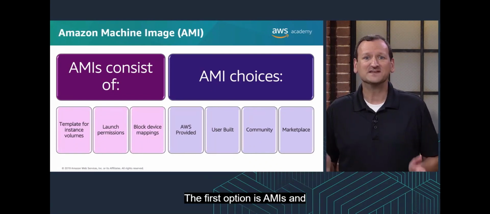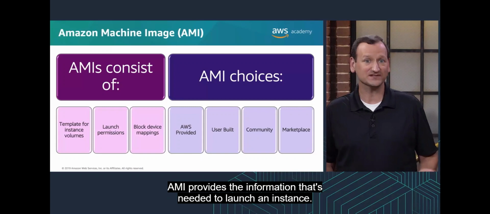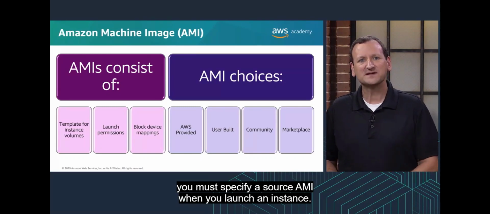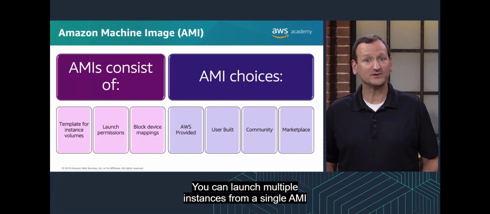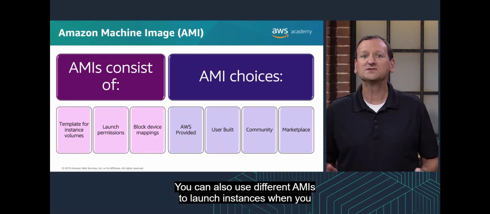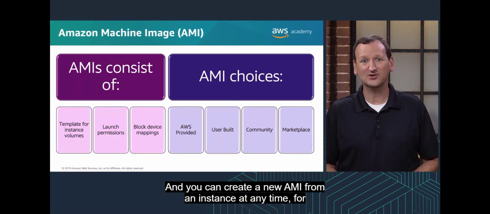The first option is AMIs. An AMI provides the information that's needed to launch an instance, which is effectively a virtual server in the cloud. And you must specify a source AMI when you launch an instance. You can launch multiple instances from a single AMI if you need multiple instances that all have the same configuration. You can also use different AMIs to launch instances when you need instances with different configurations. And you can create a new AMI from an instance at any time.